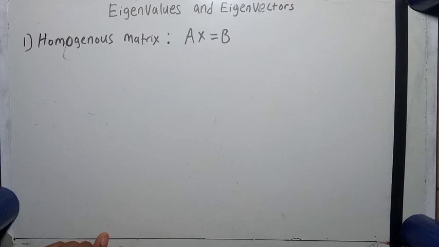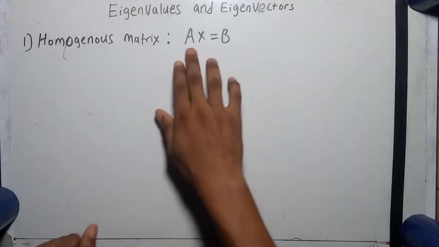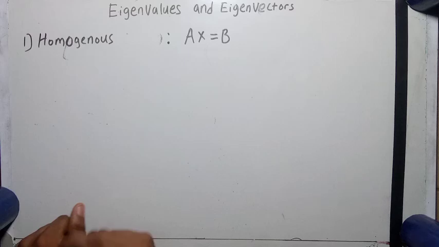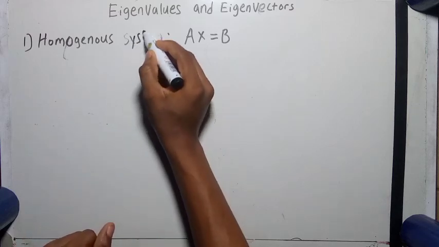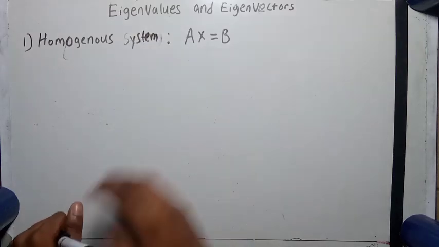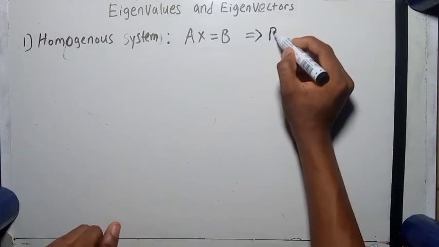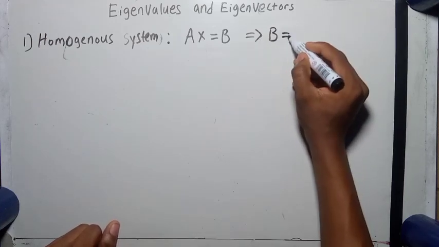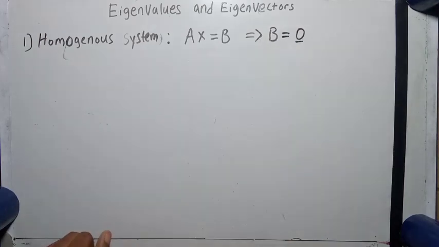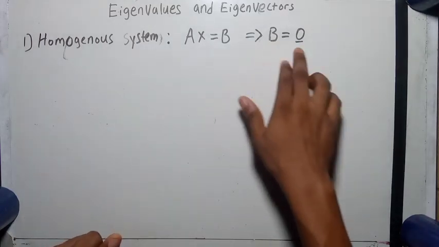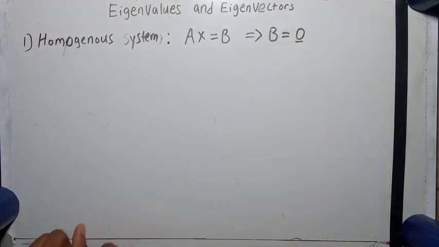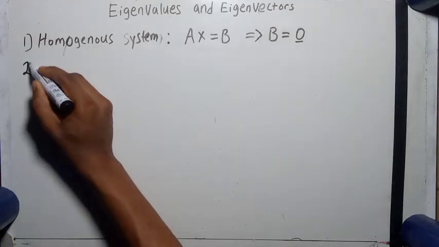Now, I would like to call this a system and not a matrix. For this system to be called homogeneous, our B should be a zero matrix. When I say zero matrix, it means that all its components are what? Zeros. You don't see any other number in it, just zero. So when our B is a zero matrix, the system is said to be what? Homogeneous. Another one is the inhomogeneous.